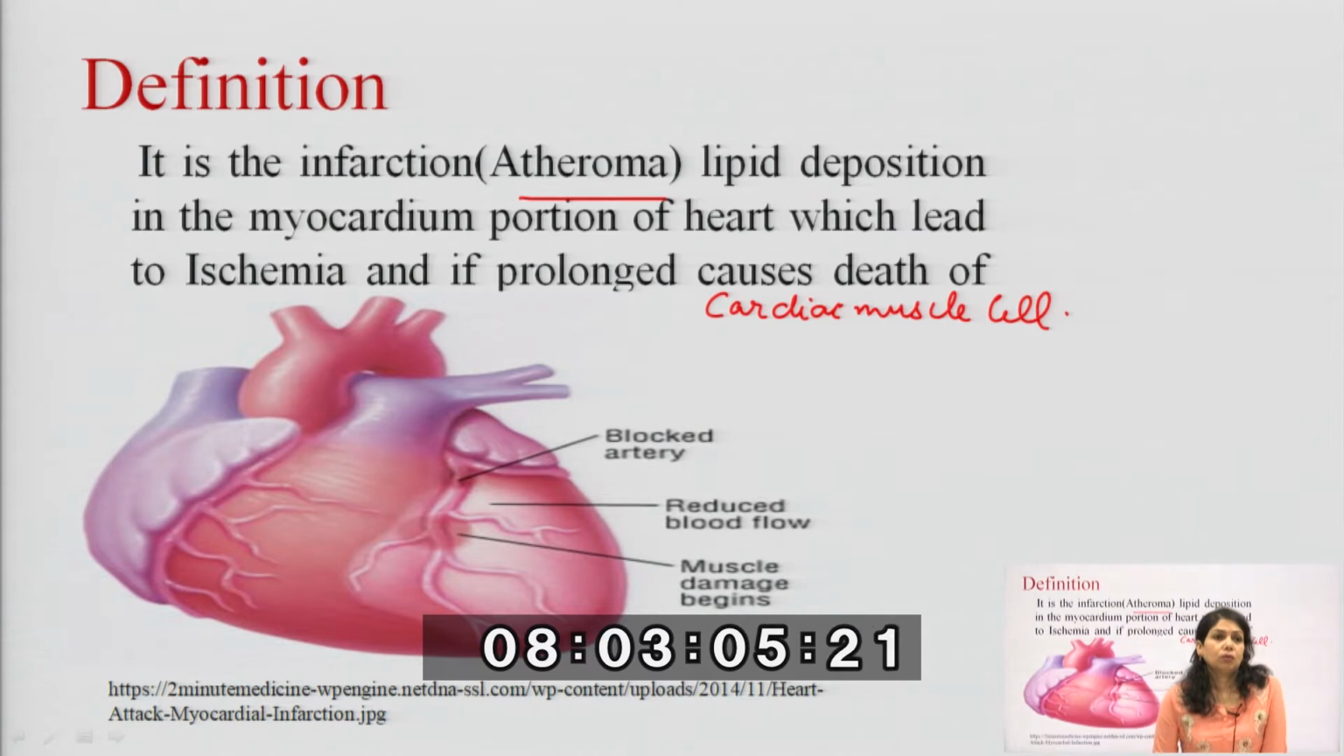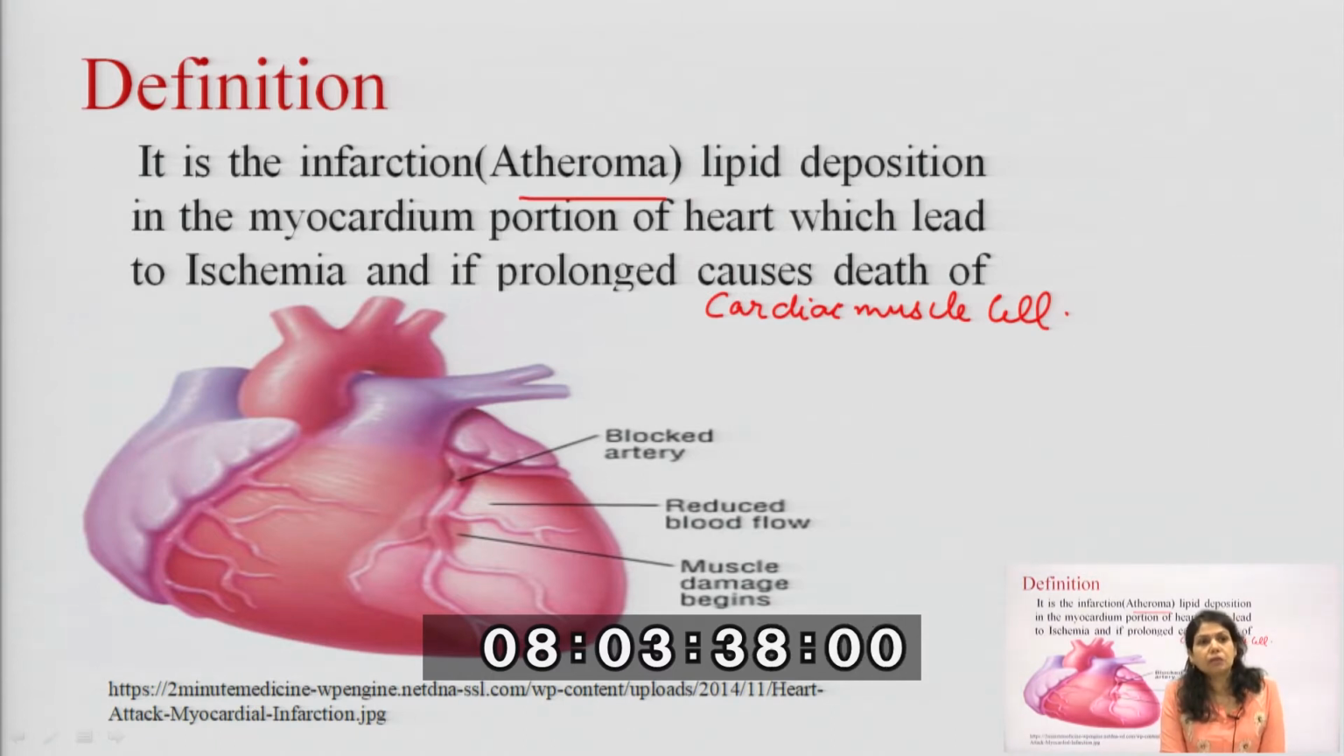Now, see, it is the infarction or the lipid deposition in the myocardial portion, the muscle portion of the heart. So what happens when there is a lipid deposition? There is a decrease in the oxygen supply, and ultimately the cardiac muscle cell is not able to contract, and finally it results in death of that particular tissue. So, infarction basically is the dead tissue over there.